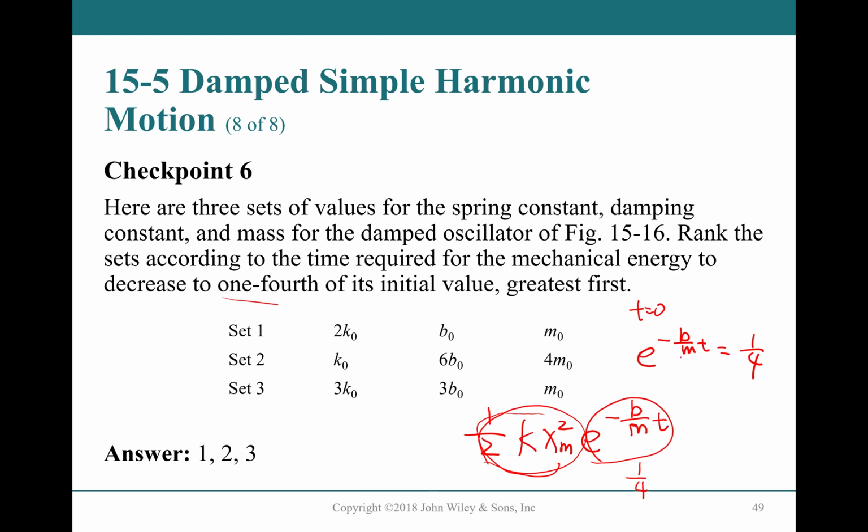And what we are going to do is take a look at b over m. So this one here, b over m is 1, and this one here, b over m is 6/4, so it's 3/2. And the last one, b over m, is 3. So basically, you are comparing e to the power of negative t, e to the power of negative 3/2 t, and e to the power of negative 3t. So which one goes to 1/4 faster?